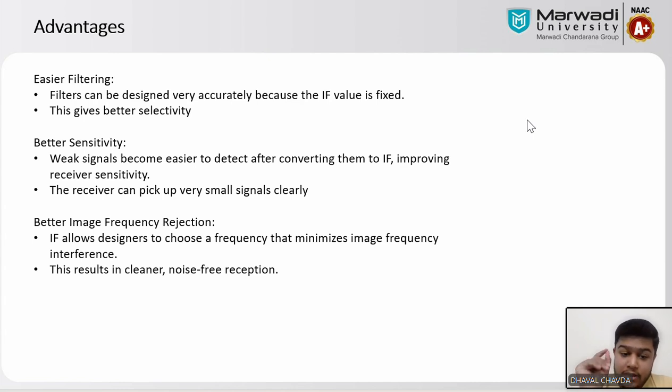Third and the main is better image frequency rejection. Intermediate frequency allows the designer to choose a frequency that can minimize image frequency interference. Now what is image frequency? It's a signal which is unwanted. Image frequency creates interference which we don't want. So image frequency rejection means the more we reject image frequency, the better we can retrieve our original signal. This is the main advantage of using IF frequency.